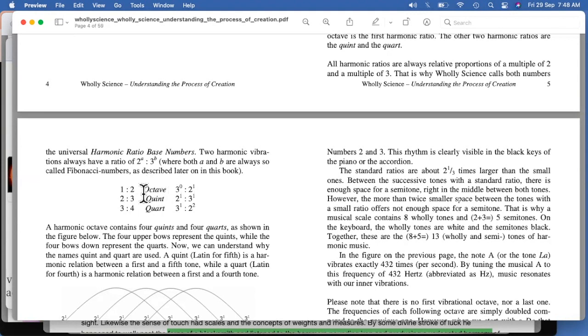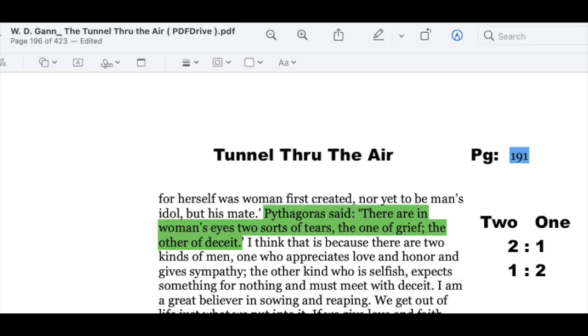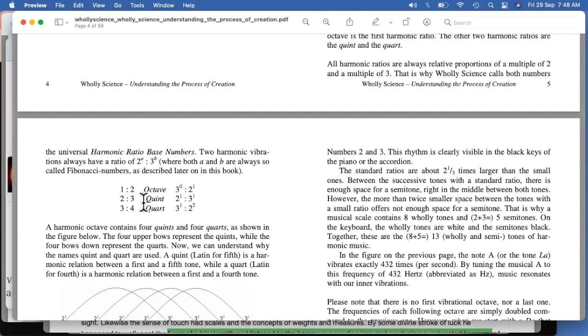And about this octaves part, W.D. Gann has also talked about it in his book, Tunnel Through the Air. We have already described that in our previous videos. If you type Pythagoras, you can try to understand about that. Yes, a hint has been given about that in Tunnel Through the Air also. So this is 1 is to 2. Then we have the quint, which is 2 is to 3, and we have the quart, which is 3 is to 4.